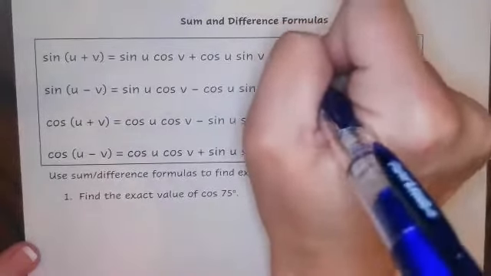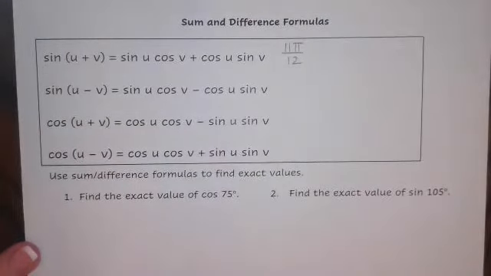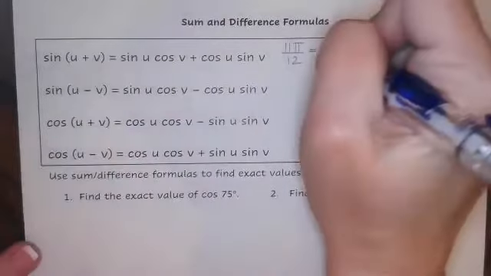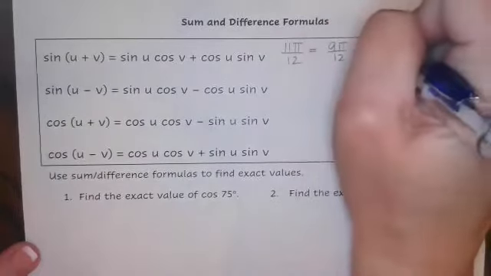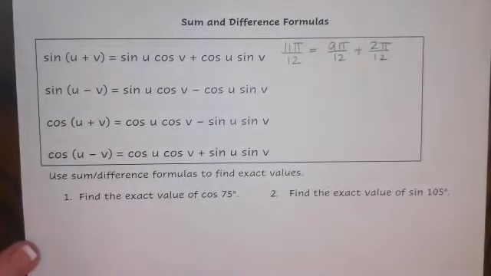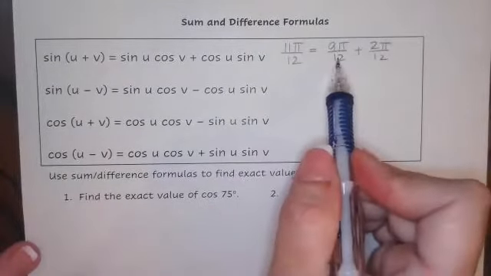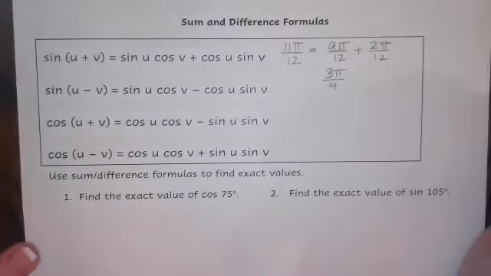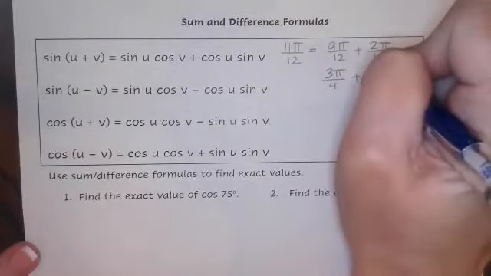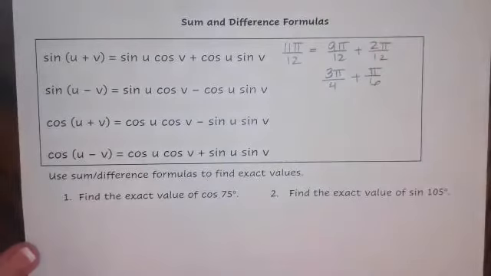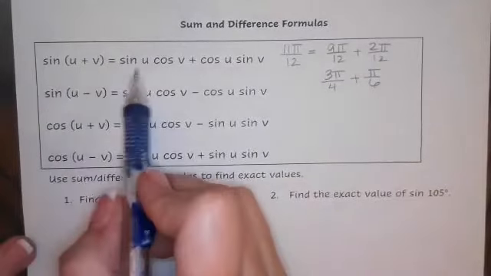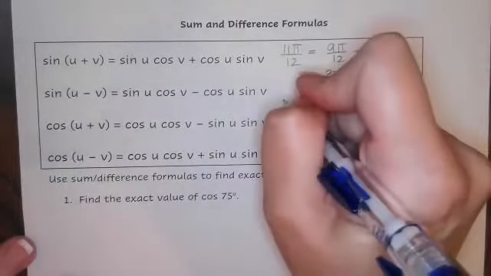So for example, 11 pi over 12. That is not on my unit circle. However, if I thought about separating this into 2 separate things that add up together to give me 11 pi over 12, it could work. So 9 pi over 12 plus 2 pi over 12 will give me 11 pi over 12 if I add them together. And if I reduce these, I get 3 pi over 4 and pi over 6. Now those are on my unit circle, so I'm able to use those to come up with exact values.